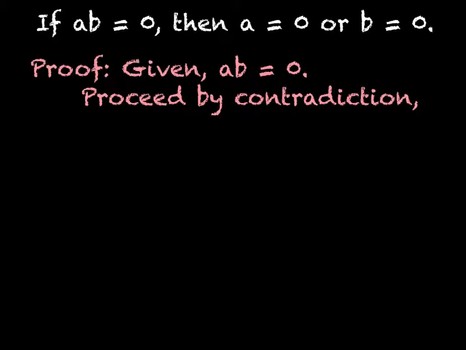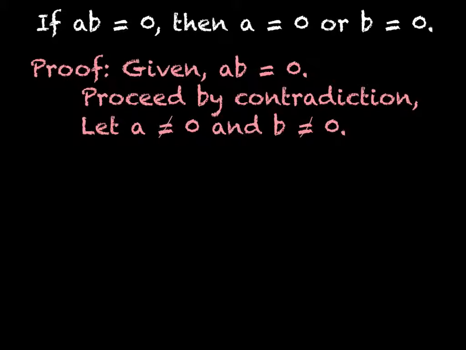The opposite of our then statement, since it says A is equal to 0 or B is equal to 0, would be A is not equal to 0 and B is not equal to 0. So that is our contradiction statement. So we're also going to let that be true. Now, if we look at what we have, we see that A does not equal 0, B does not equal 0, and A times B equals 0.